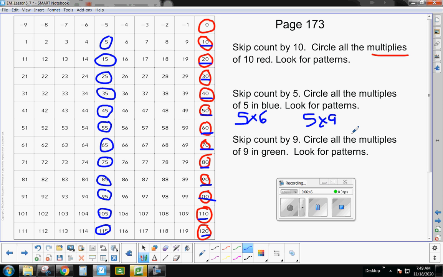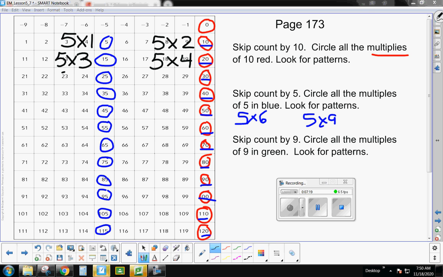Another pattern I want you to notice. When I'm multiplying by 5, and it's an even number. So what I mean by that, let me see, I'm going to go to my smart board. All right, when I have 5 times 1, it equals 5, right? 5 times 2 equals 10. 5 times 3 equals 15. 5 times 4 equals 20. 5 times 5 equals 25. 5 times 6 equals 30.